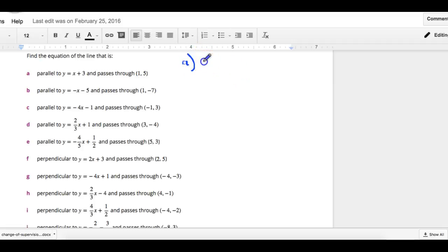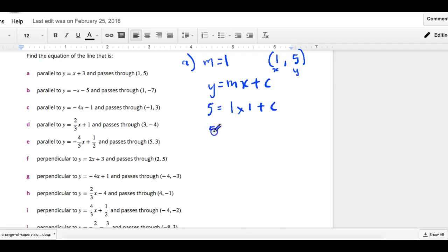Now, we always identify what the gradient is. So the gradient of this line is 1. If there's no number there, then it's 1. And it's passing through the point 1, 5. So the equation of a straight line is y equals mx plus c, and we just substitute these 3 values in. This is x and this is y. So y is 5, m is 1, x is 1, plus c, and then we just solve for c.